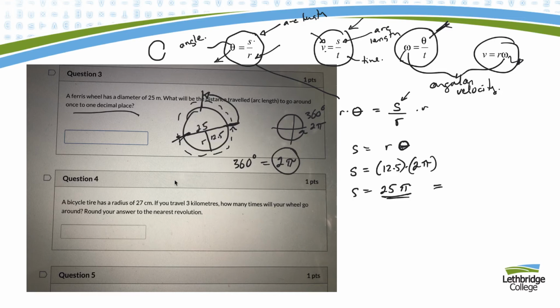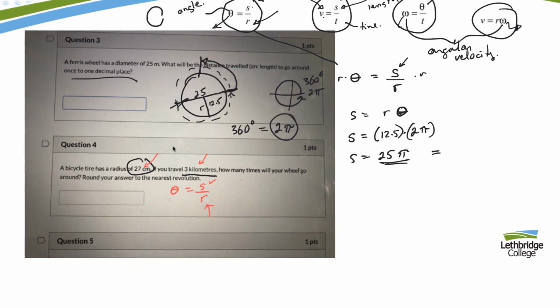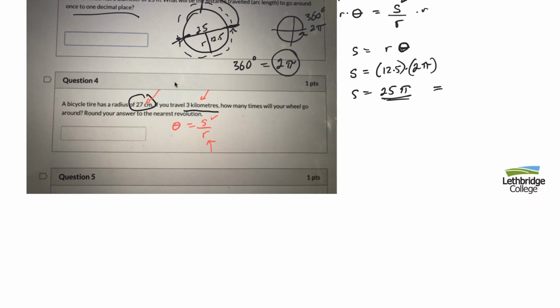Okay, next question. A bicycle tire, radius 27 centimeters. If I travel 3 kilometers, how many times will my wheel go around? Same kind of question. I'll use the same formula. So it'll be theta is equal to S over R. And this time we know what the arc length is. That's the 3 kilometers. And we know what the radius is, 27. I'm going to have to do some work there because I have kilometers and I have centimeters. I'm going to have to convert that.